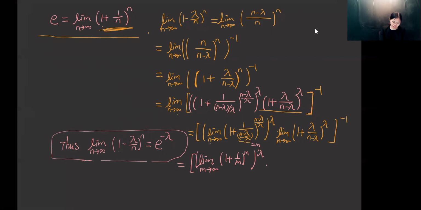Now, if you look at this term, this lambda is fixed, the power is fixed, so the limit can be taken inside this power function. So this limit equals the limit of 1 plus lambda over n minus lambda, to the power lambda. Well, the limit of lambda over n minus lambda is 0. So the limit of 1 plus lambda over n minus lambda is 1. So this limit equals 1 to the power lambda, which is 1.